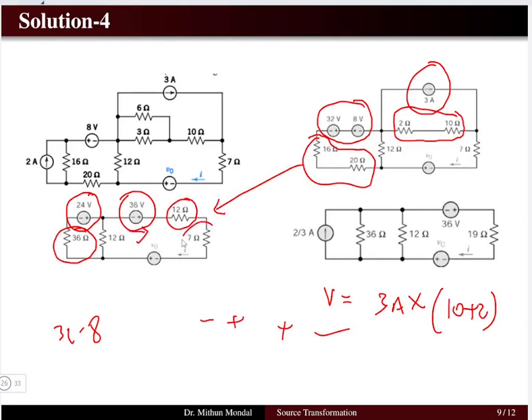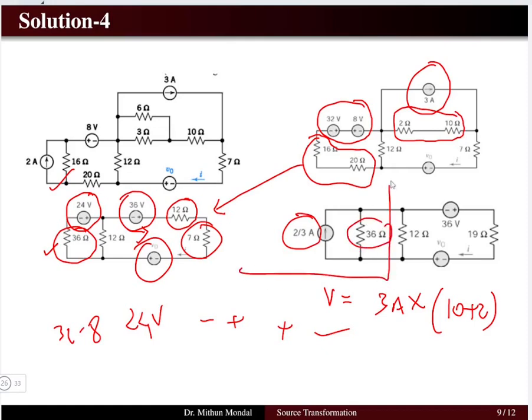Now the rest of the network we have is 7 ohms and V naught. Now this network can be further reduced into a much simpler format. How can we do that? We have a 24 volt voltage source in series with a 36 ohm resistor, so that can be broken up into a current source in parallel with a resistor.